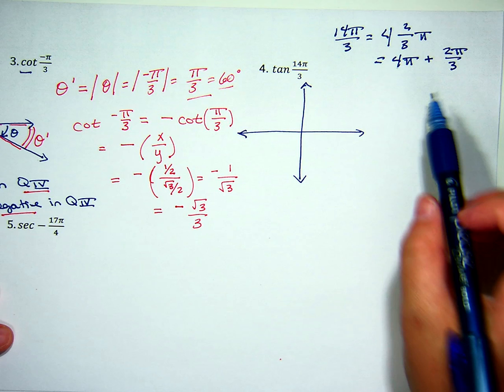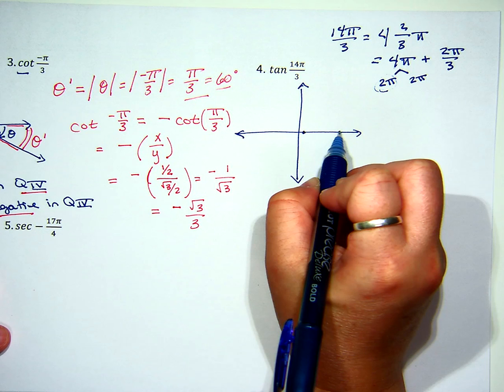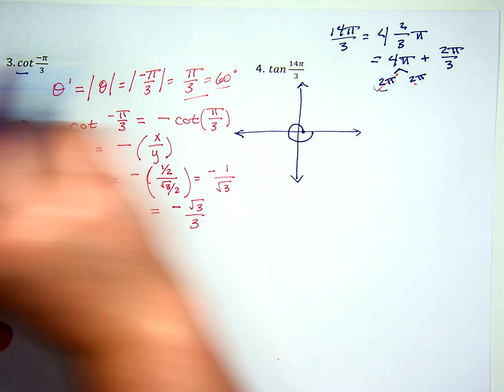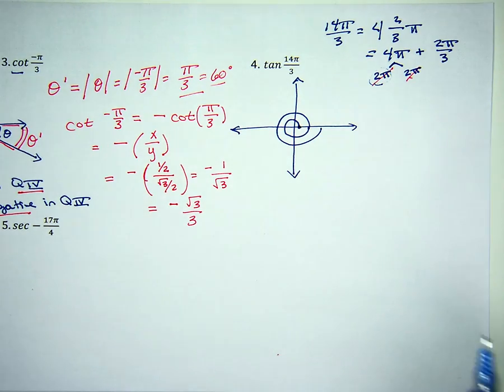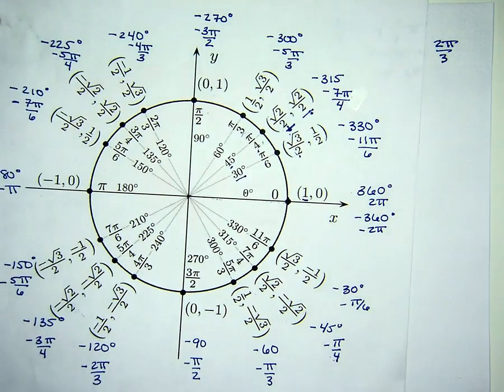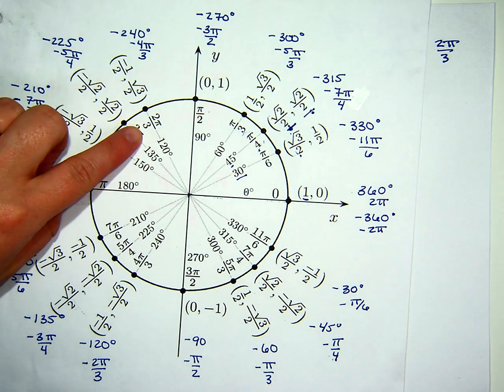So I go, okay, this is a positive angle. Starting from my initial side, the positive x-axis in standard position, 1 whole rotation. That takes care of this one. 1 more full rotation. That takes care of this one. And then I need to go 2 pi over 3 more. So 2 pi over 3 more. If you can't remember where 2 pi over 3 is, that's alright. Let's use our unit circle. 2 pi over 3 is going to be in the second quadrant there.